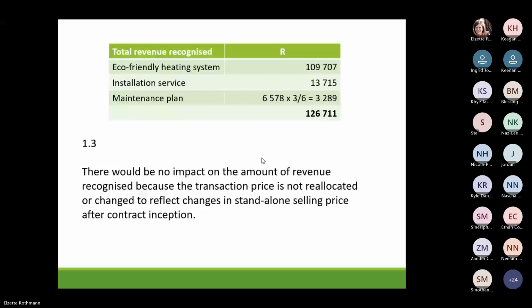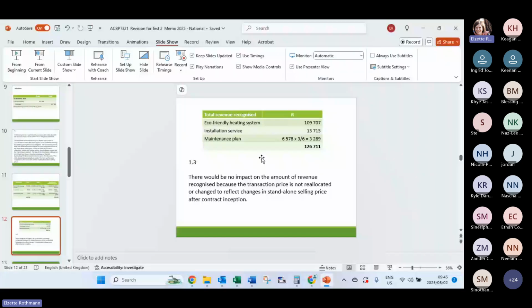Okay, any questions on question 1 or then learning unit 2?